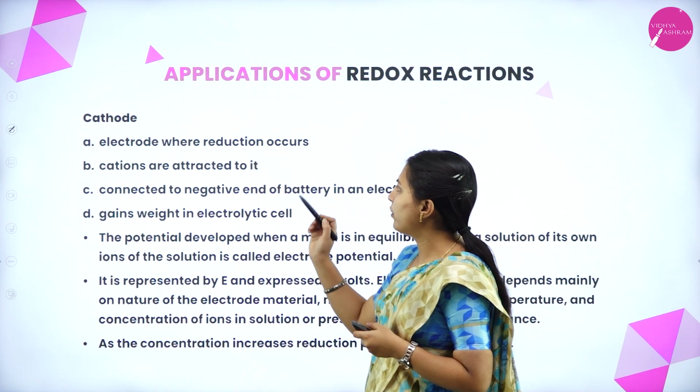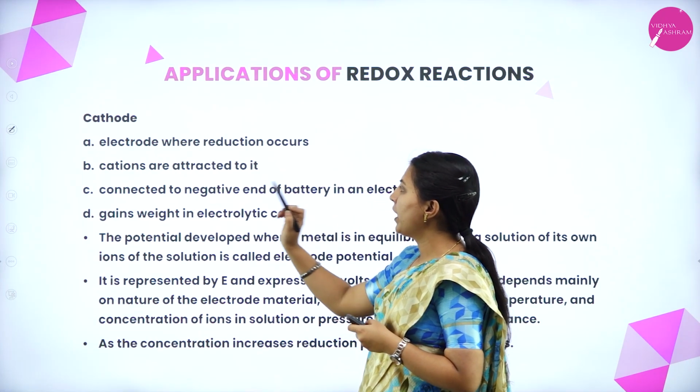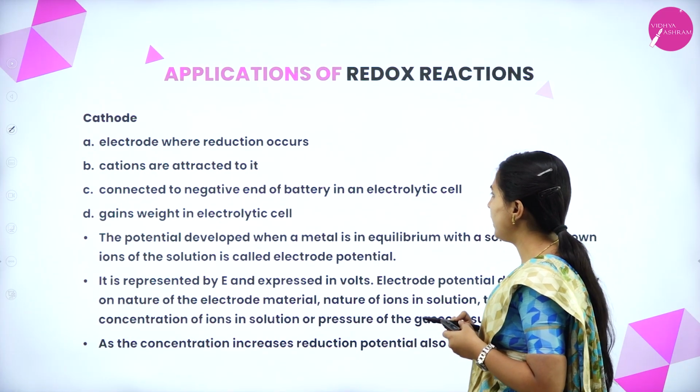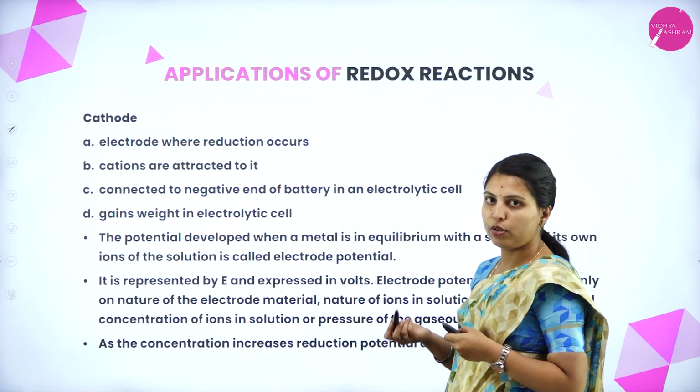Next, cathode: the electrode where reduction occurs. Cations are attracted to it. It is connected to the negative end of the battery in an electrolytic cell, and it gains weight in an electrolytic cell.